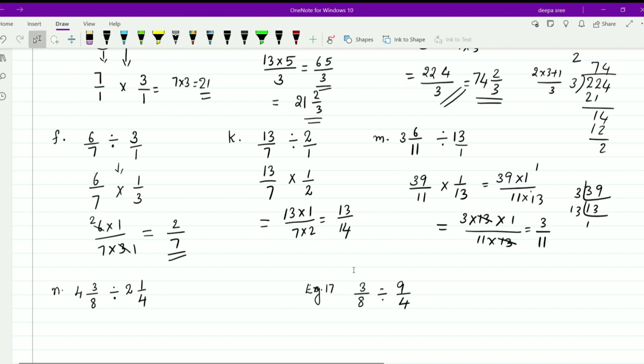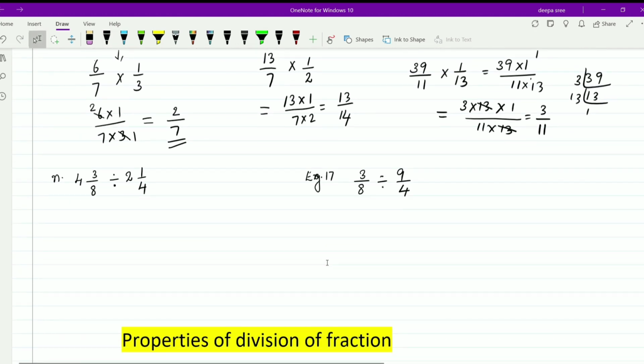So now next question, 4 3 by 8, a mixed fraction, divided by another mixed fraction. Whenever you get a mixed fraction, you have to convert it into an improper fraction. So 4 8s are 32. 32 plus 3 is 35, divided by 8. The division symbol we can convert into a multiplication symbol. First I will convert it into an improper fraction, then we can go through, otherwise you will get confused.